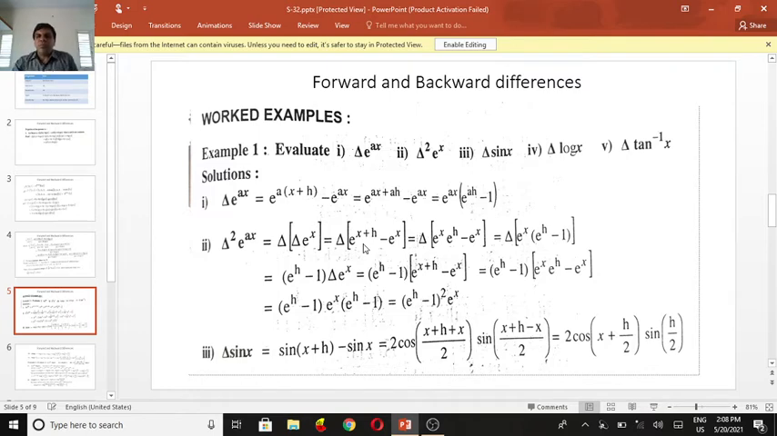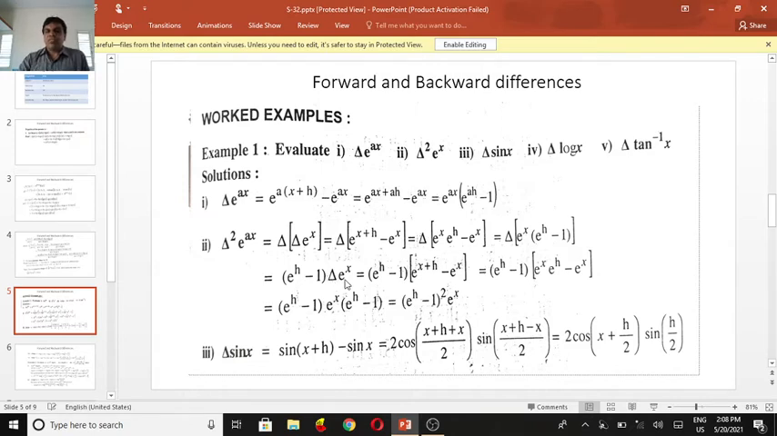So take e^x (e^h − e^x). Taking e^x as common, we get e^x (e^h − 1). So e^h minus 1 is entirely common.